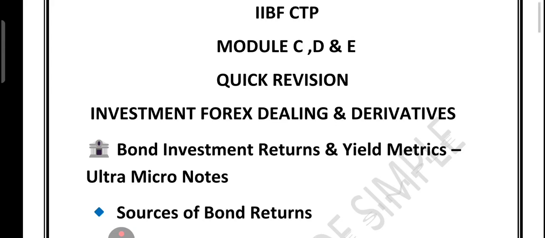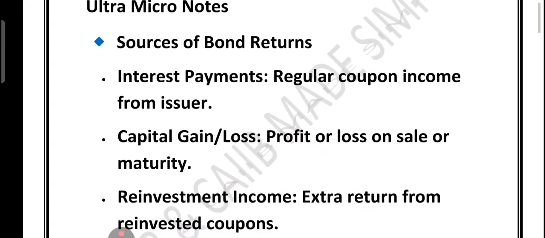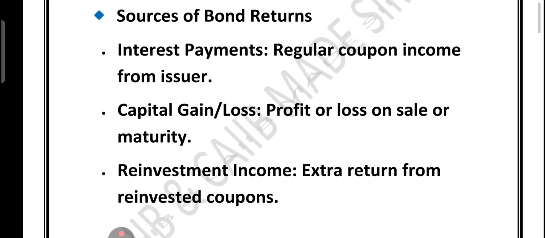So let's get started. When you invest in a bond, your return does not come from just one source. There are actually three main parts to the return. First of all, you get the interest payment, also called the coupon income. It is a regular interest that the bond issuer pays you, like the rent for using your money. That is called interest payment.